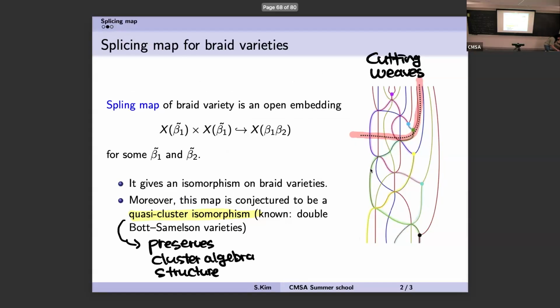And now, before I move on, I wanted to say how this might be related to the summer school. So I'm wondering whether braid varieties are positive geometry, and also wondering how the splicing map and Koefler structure could help in proving that they are positive geometry.